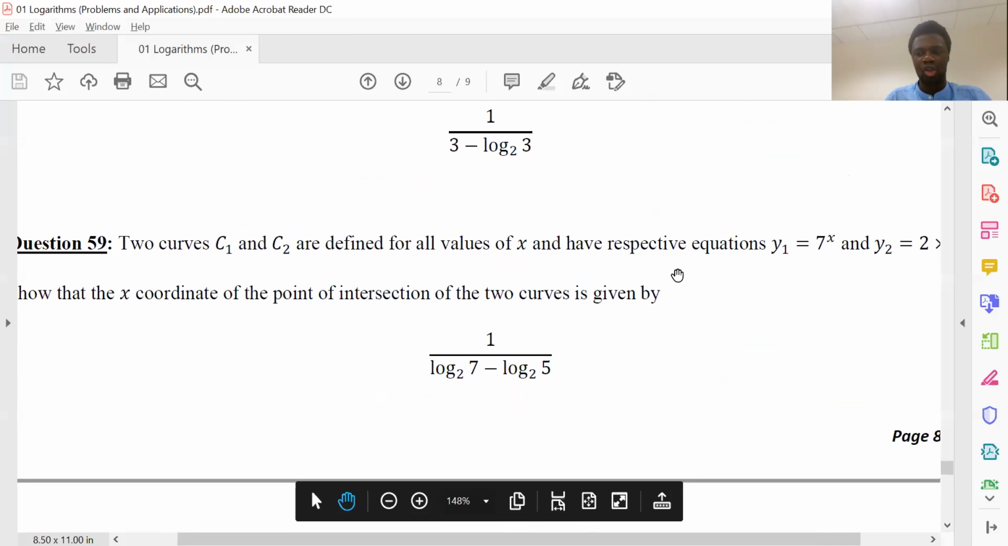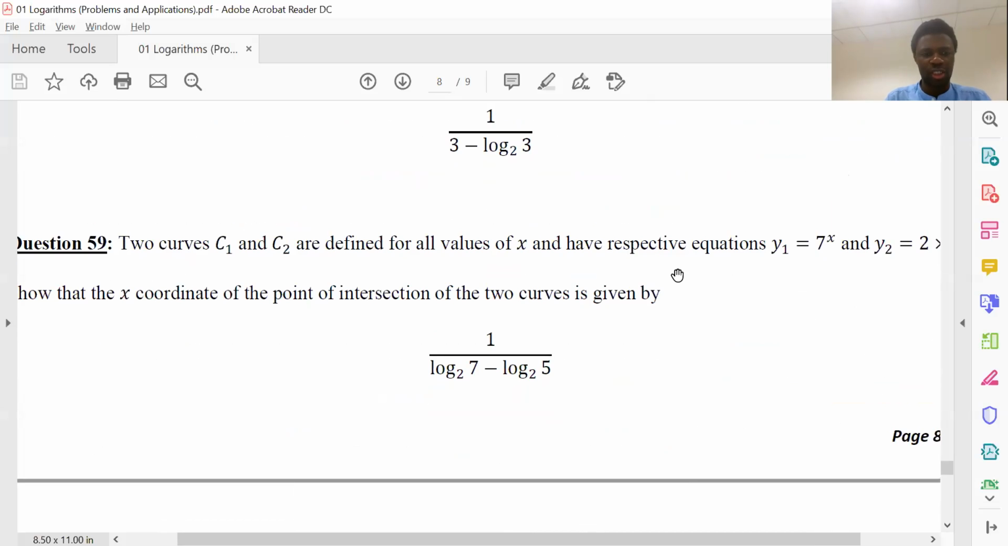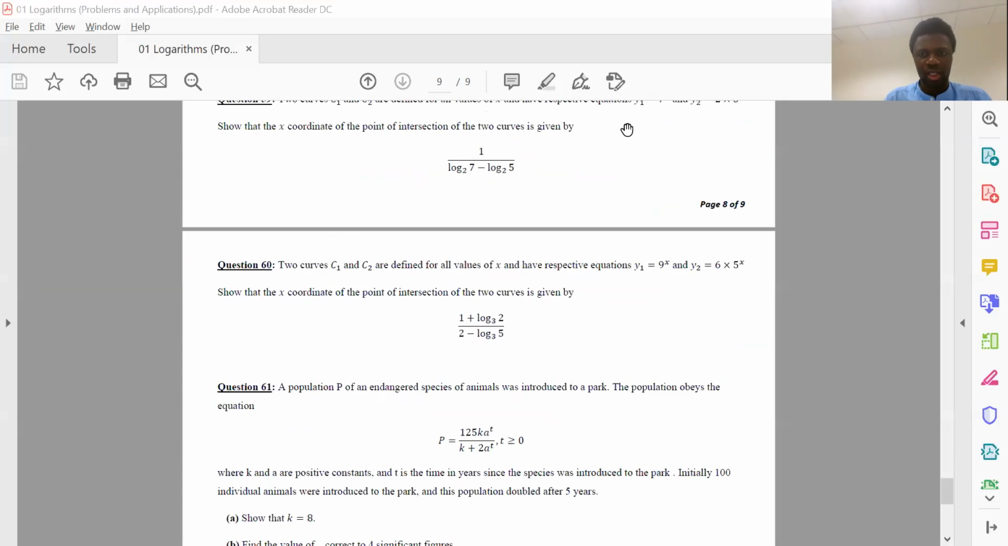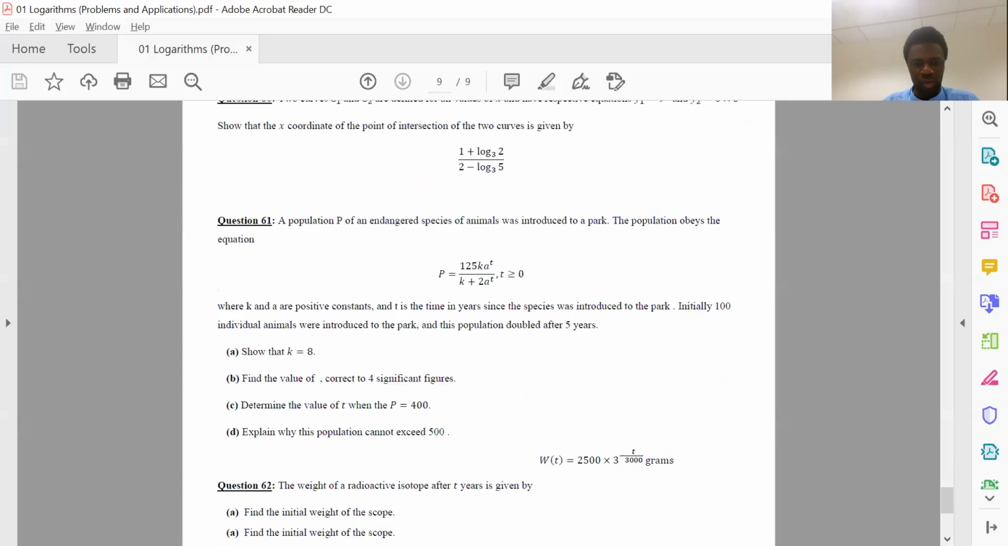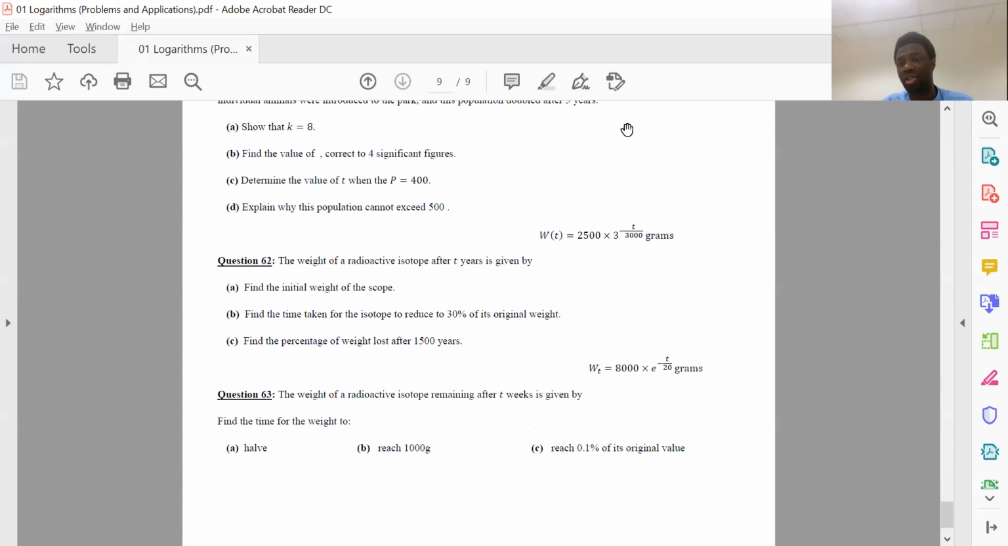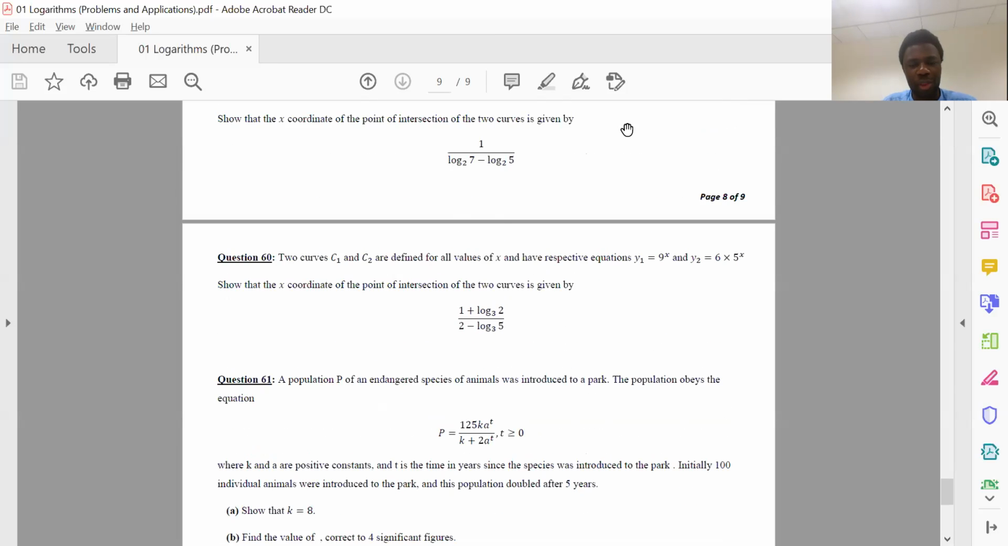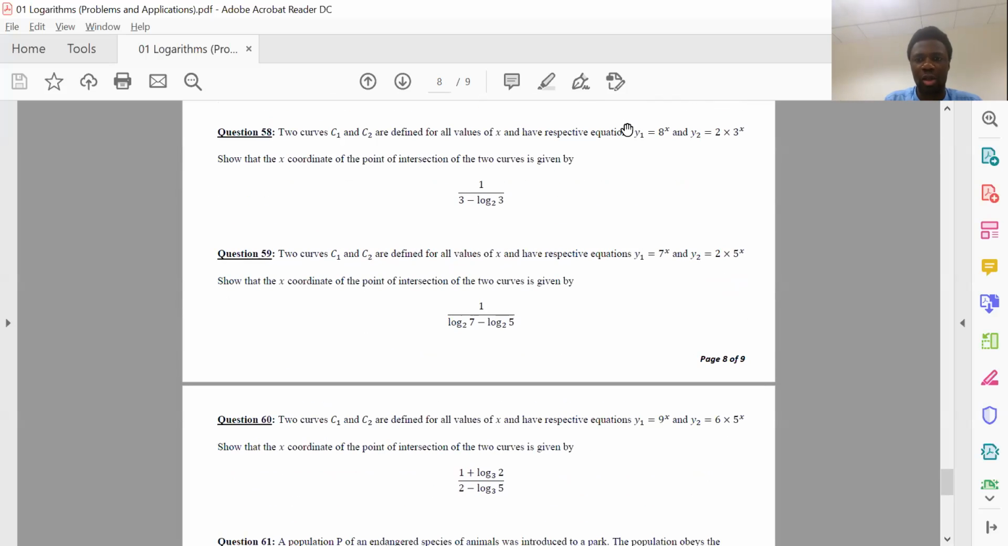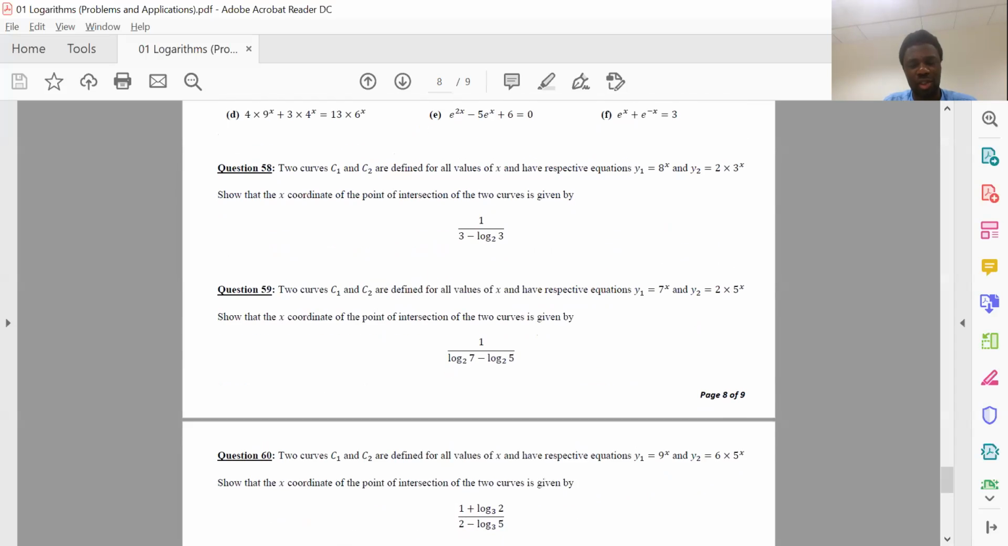So I'm going to ask you to do 59, 60, and one of the population word problems. I give you 2 of the population word problems. They are just applications of what you have done. Okay, they are just applications. So I will tell you which one to do. And with that, we will say goodbye to logarithm as far as this grade level is concerned.